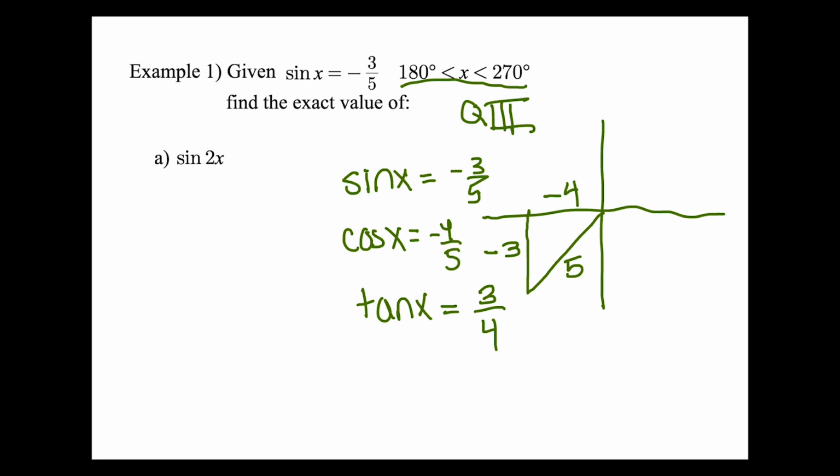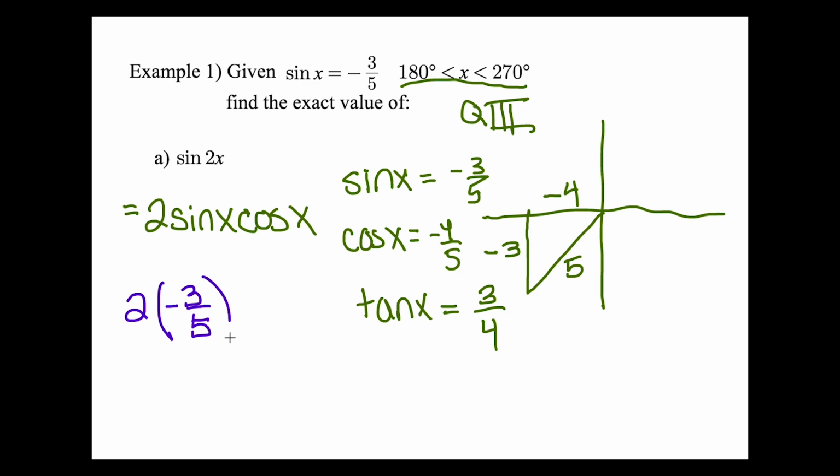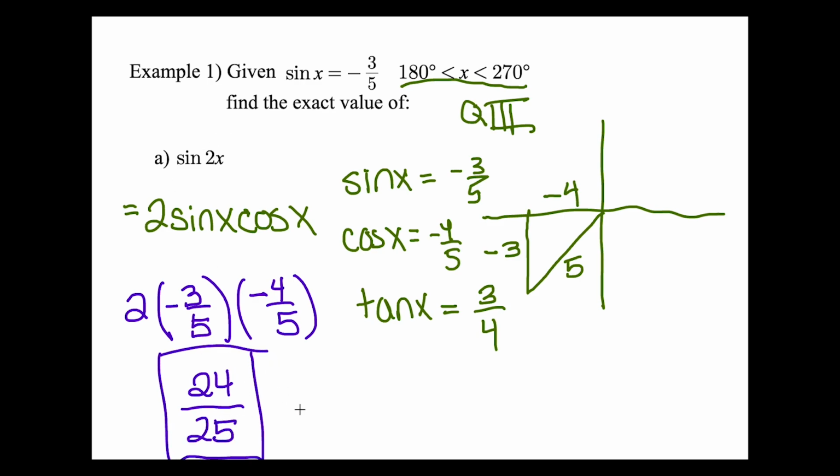The sine of 2x I'll rewrite as 2 times the sine of x times the cosine of x. So let's replace these with our known values. 2 times the sine of x, negative 3 over 5, times the cosine of x, which is negative 4 over 5. So 2 times 12 is 24, 5 times 5 is 25, and this is the sine of 2x.